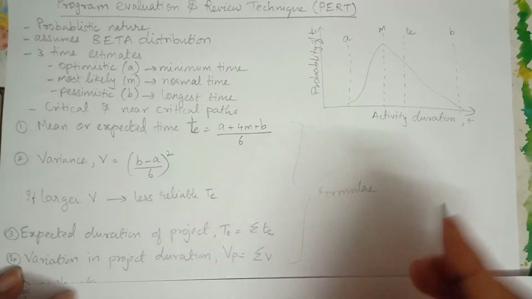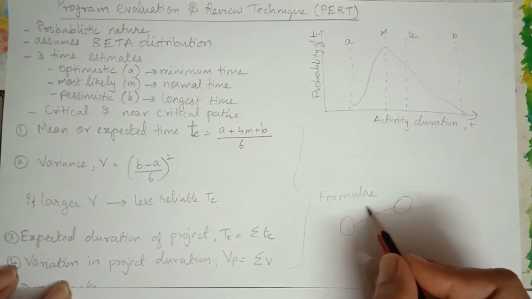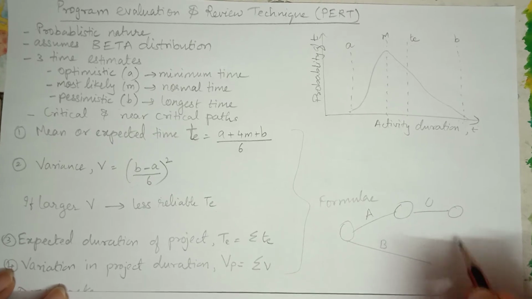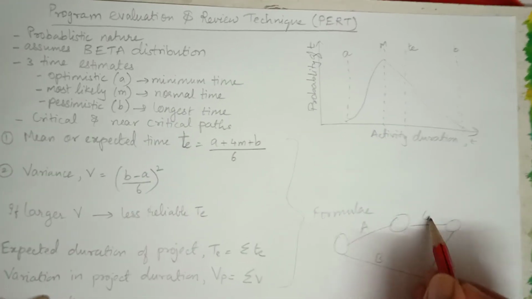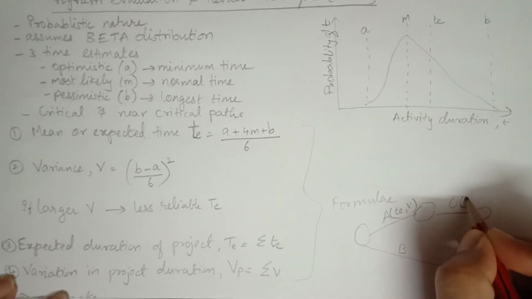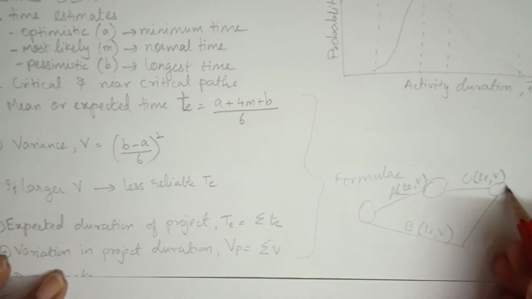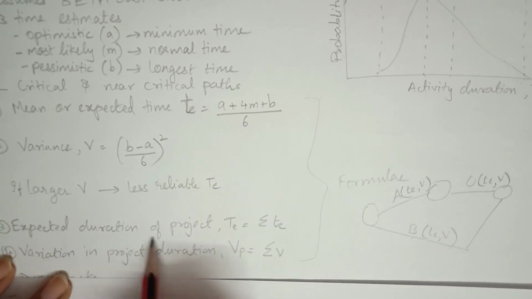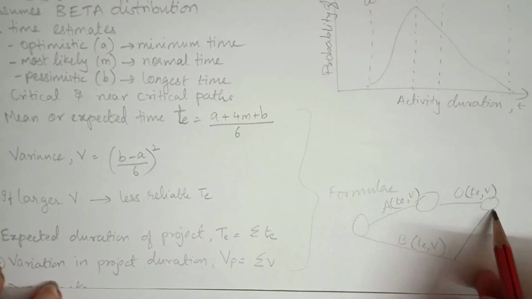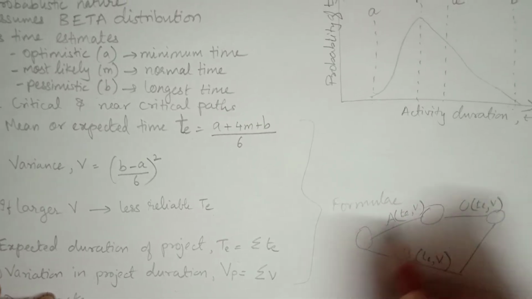Now in a particular network, when you are drawing a PERT network, you would be drawing an AOA. AOA is activity on arrow, and for these activities we try to compute the TE and V values for each of them. And then along a path we find the summation that will tell you the expected duration of the project along a particular path, that is the summation of individual TEs for these activities. Similarly, for variation in a project duration, we do the summation of all the V's that lie in a particular path.